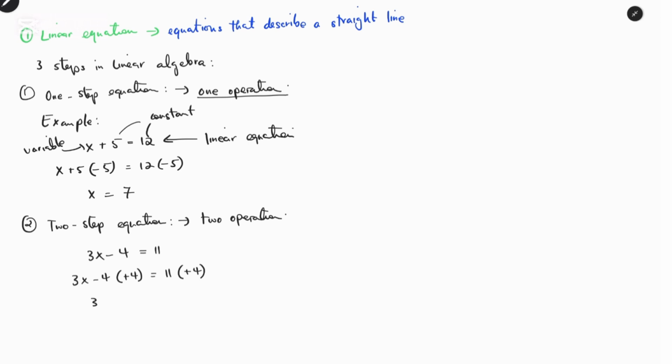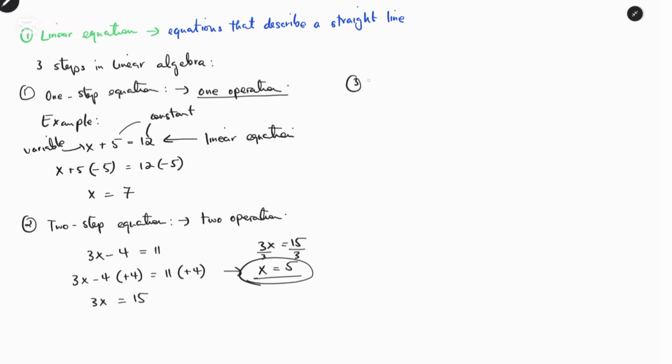Now we have 3x is equal to 15. So this is the first step. Now the second step, we have 3x is equal to 15. We now divide both sides by 3. So we should have x is equal to 5. That is, when we divide both sides by 3, we now have x is equal to 5. And this is known as a two-step equation.